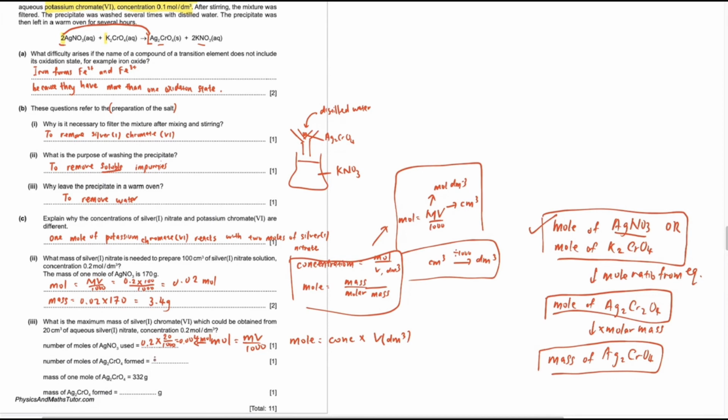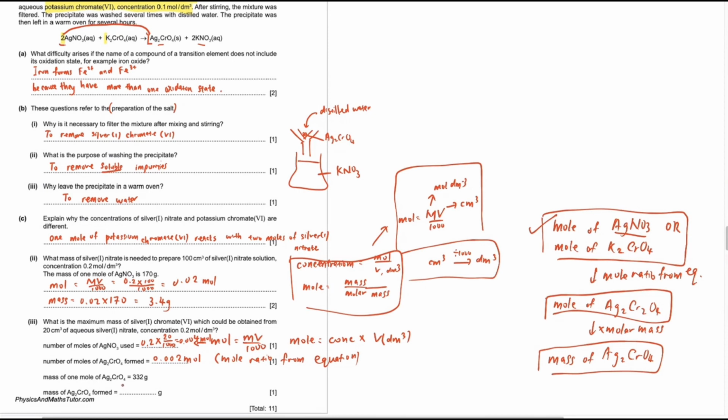So 0.002 mole. Okay, I put the reason here: because of the mole ratio from equation. Okay, you have the mole of this. Now you times molar mass, then you get the mass of that.